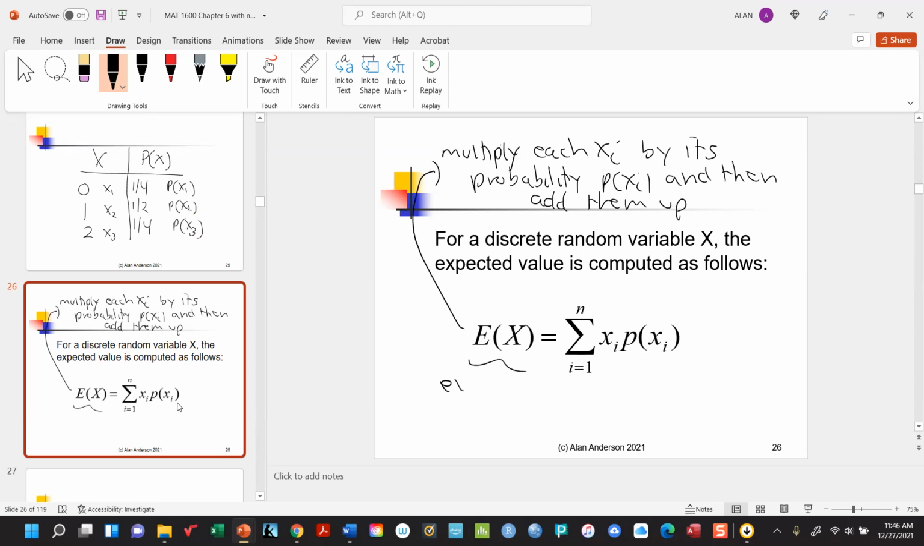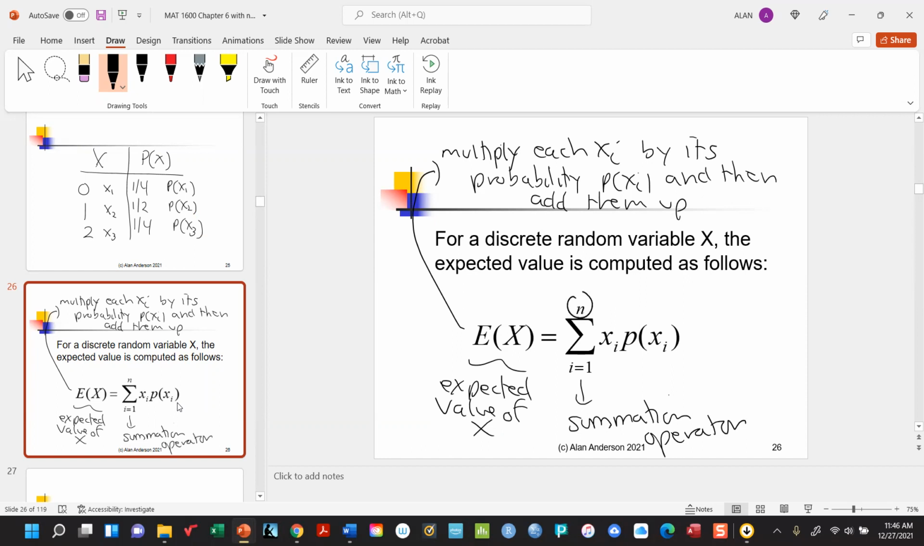E(x), by the way, stands for the expected value of x. And of course, here's our old friend, the summation operator. And the n means that x can assume n different values. And that's all there is to it. For each x, multiply by its own probability, and when you're done, add them up. So it's really not that painful, is it? No.